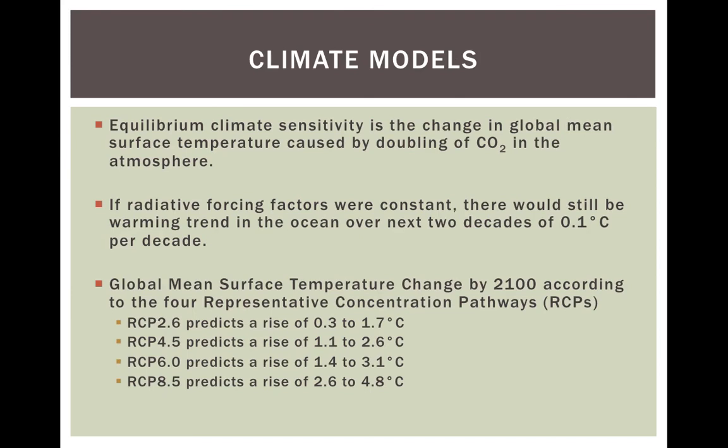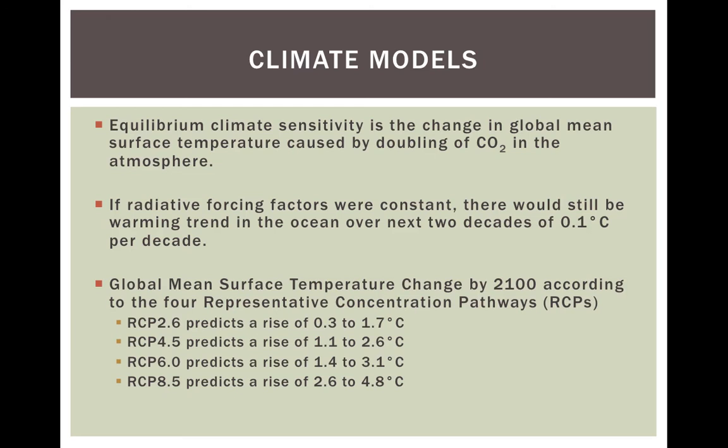Climate models. Equilibrium climate sensitivity is a change in global mean surface temperature caused by doubling of carbon dioxide in the atmosphere. If radiative forcing factors were constant, there would still be a warming trend in the ocean over the next 2 decades of 0.1 degrees Celsius per decade.